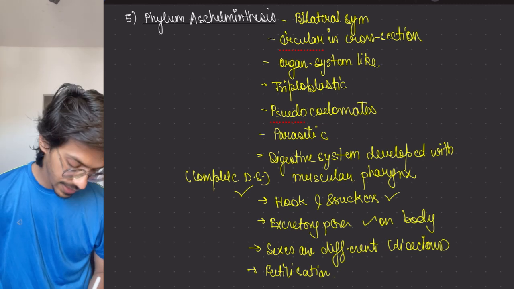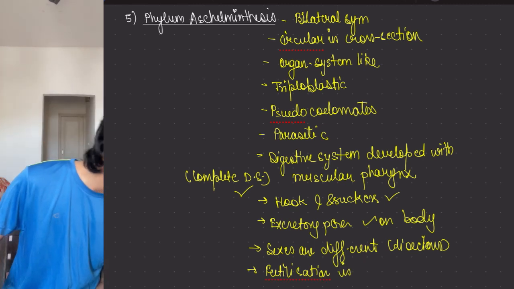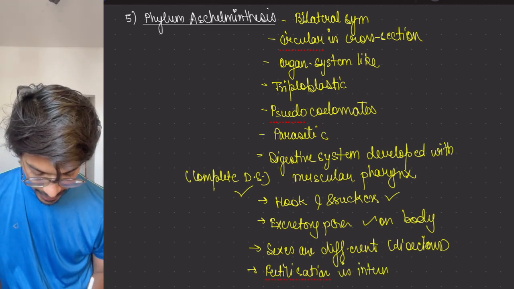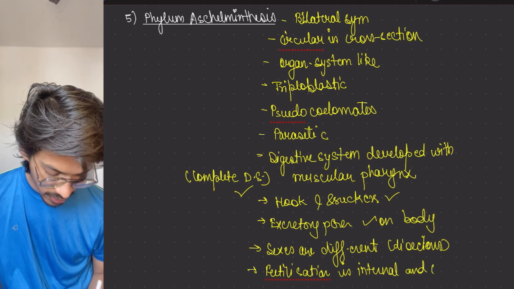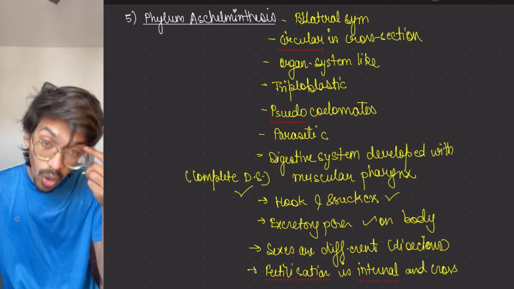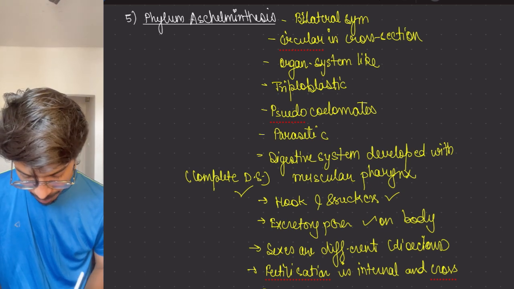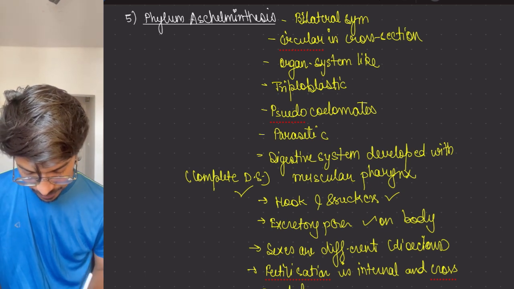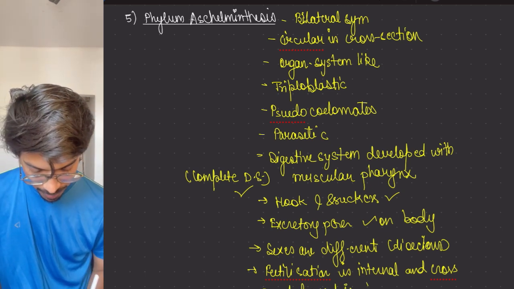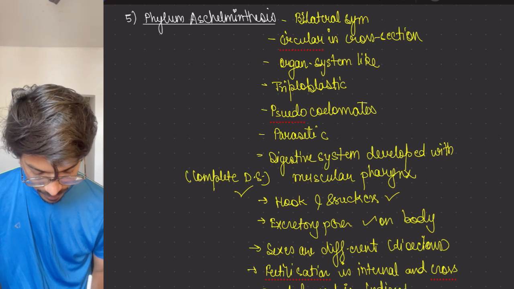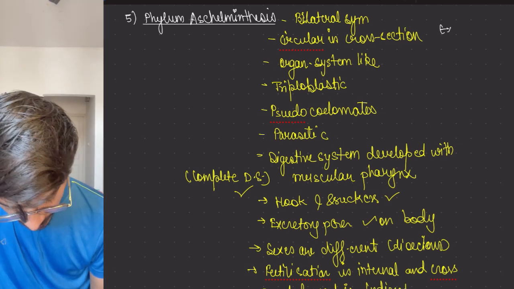Fertilization is internal and cross. Of course, it will be cross only. Two organisms will be needed. Okay, internal, cross. Development is indirect. Now the most important examples.